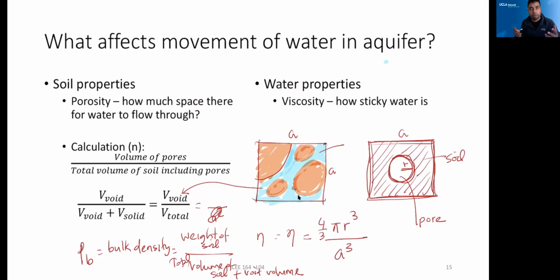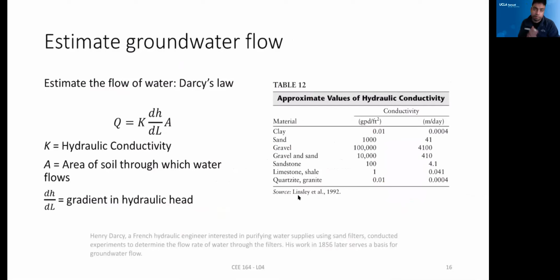So higher temperature, lower viscosity. And if it's saltier water, it's more viscous. So that's how it can change. Viscosity of water will increase if temperature decreases, or if the salt concentration increases. Okay. Again, these are just concepts.